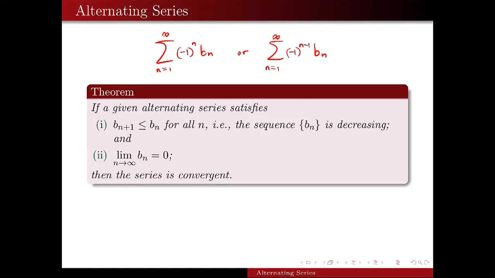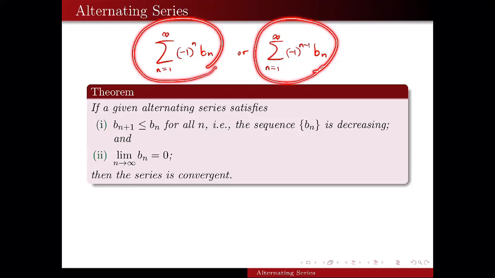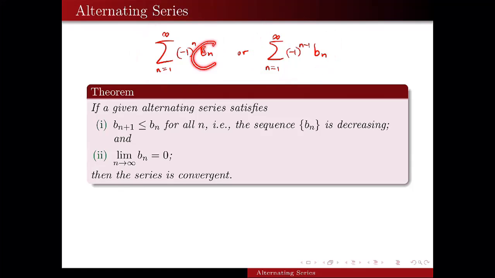So again, alternating series test: you have an alternating series, these terms here form a decreasing sequence, and the limit goes to 0, then the series is convergent.